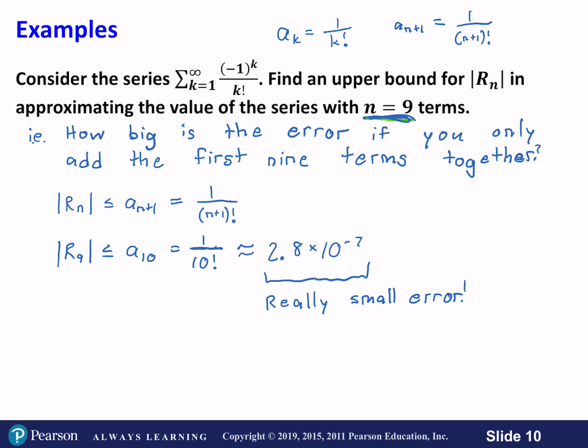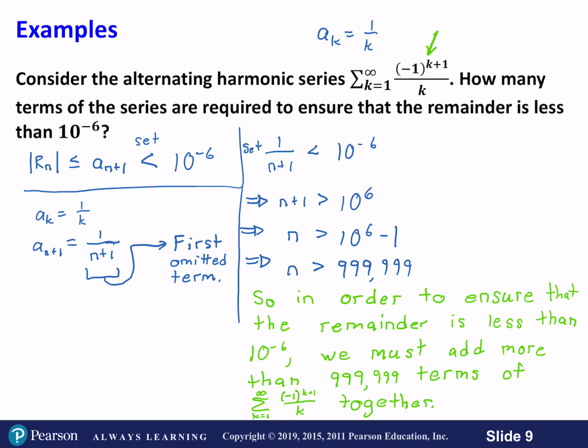And so we didn't need to add very many terms of this series together in order to get really close to the true answer of this sum. So here's a question for you to think about. Why did this sum require only 9 terms to get a really small error, whereas this sum required 999,999 terms to get really close to the true answer? Why is that the case?